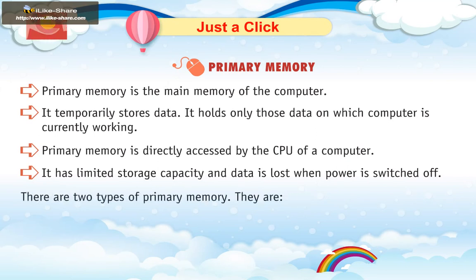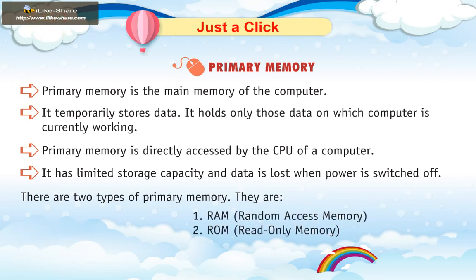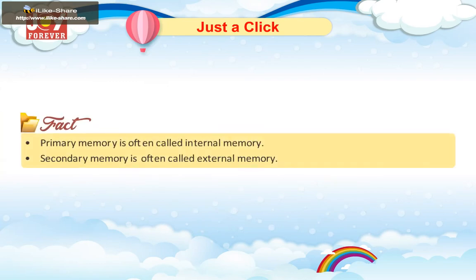There are 2 types of primary memory. They are RAM, random access memory, and ROM, read-only memory. Fact: primary memory is often called internal memory. Secondary memory is often called external memory.